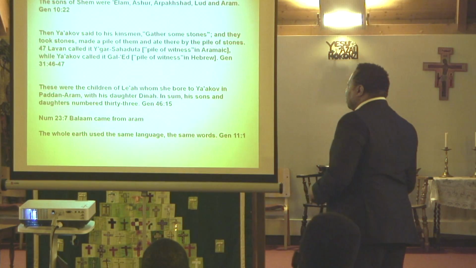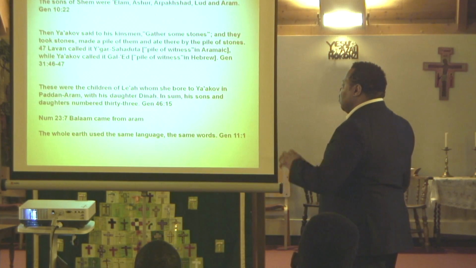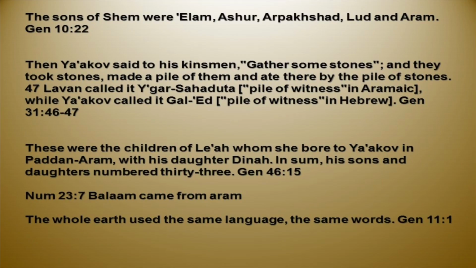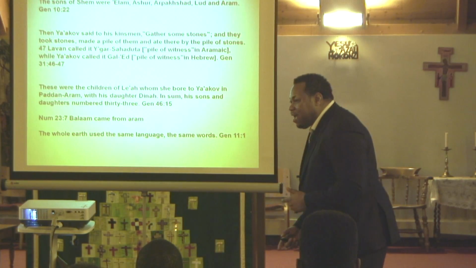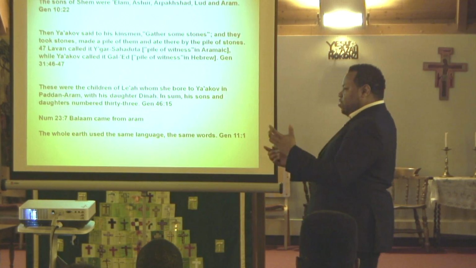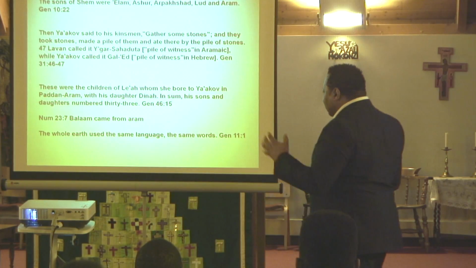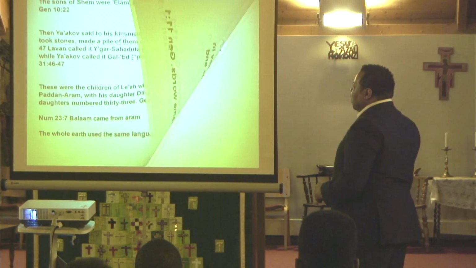So, let me skip this slide. I'll skip this one as well, because it's good stuff, because it talks about, in Genesis 31, remember when Laban and Jacob parted ways? It says, Jacob said to his kinsmen, gather some stones, and they took stones, made a pile of them, and ate there by the pile of stones. And Laban called it Yegar Sahaduta, pile of witness, in Aramaic, while Yaakov called it Gal-Ed, pile of witness, meaning the same thing in Hebrew. So the meaning is still the same, but the way they pronounce it and spell it is different. What I'm trying to tell you is that Aramaic and Hebrew, though they're very close, are still different languages. But listen, that's just one for the books. I'll speak on that in translation time.